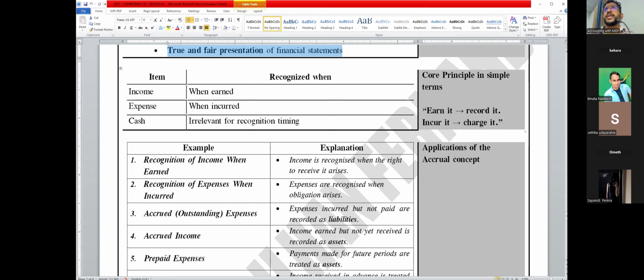Income side: if you earn it, record it. If you incur it, charge it.